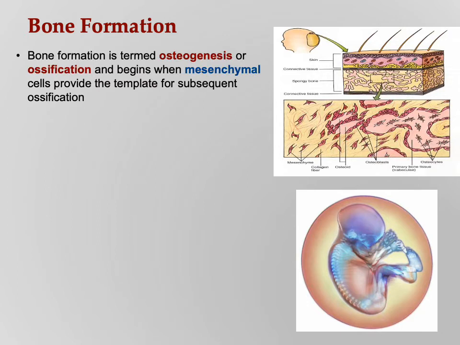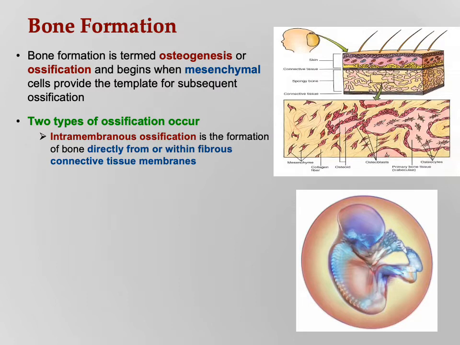So, bone formation. Bone formation, called osteogenesis: genesis, create; osteo, bone. Osteogenesis, create bone. Ossification is another word meaning just to make bone. This happens when mesenchymal cells provide the template for subsequent ossification. So, two kinds of ossification occur, and I want you to know just the basics of what they are.